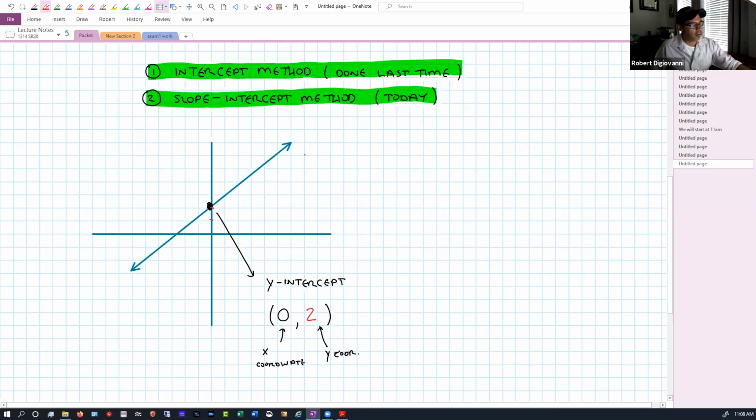But if I drew another line, let me just draw one by hand. If I draw a separate line and I say, okay, see that red dot? What can you tell me about that point?